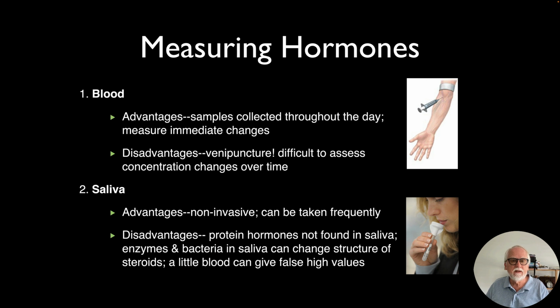But the disadvantages are that protein hormones are not found in saliva, so if you're particularly interested in those, you won't be able to see them. Enzymes and bacteria in the saliva can sometimes change the structure of steroids. And if you have a little bit of blood in the mouth, for example, let's say you had a bloody gum or some problem with a tooth, that little bit of blood can also give you false high values, because you'll basically be getting a blood test from that person when the assay was looking for saliva.